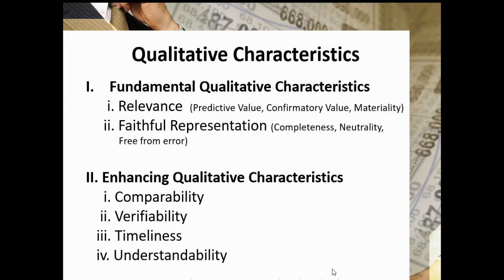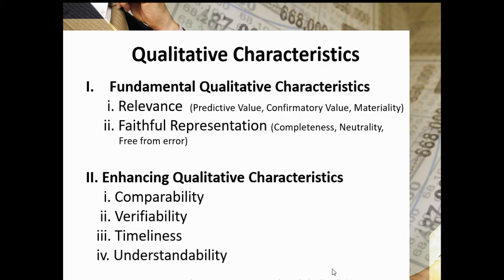ano ba yung relevance? Information is relevant if it can affect the decisions of users. Without this trait, information is deemed irrelevant. So, importante. Relevant information has the following aspects: predictive value, confirmatory value, and materiality. Pag sinabing predictive value, information has a predictive value if it can help users to make predictions about future outcomes.